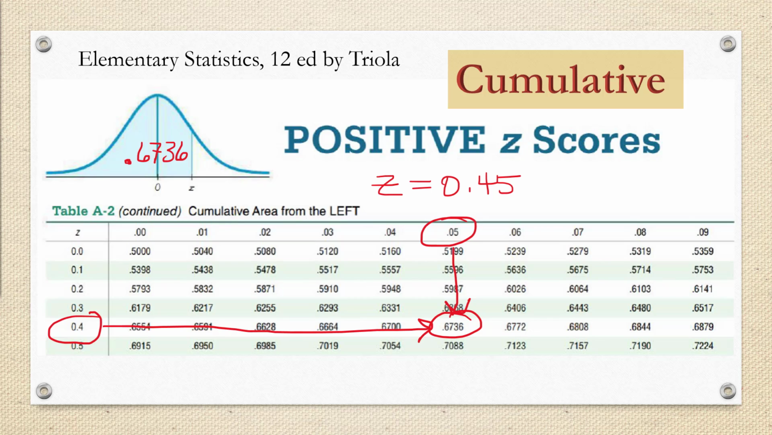By the way, the total area under a standard normal curve is 1, so all of the values of the areas of regions are going to be less than 1. They're going to be decimals.